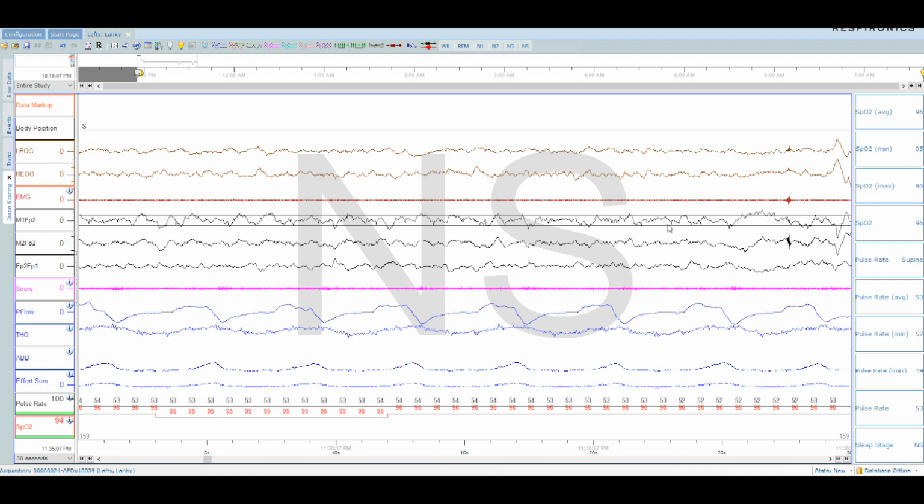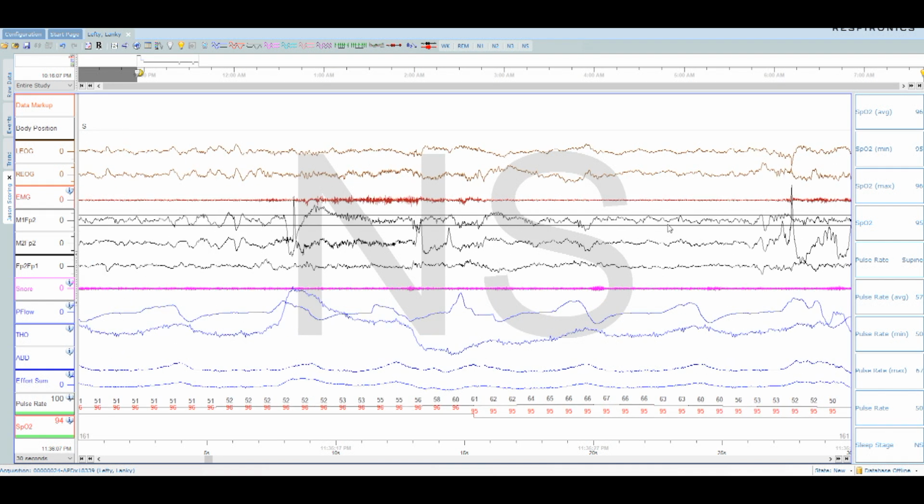So we go through once to make sure staging is all good, and then we go through again to do respiratory. We do arousals, things like that. Right here we have an arousal. So we have stage 2.